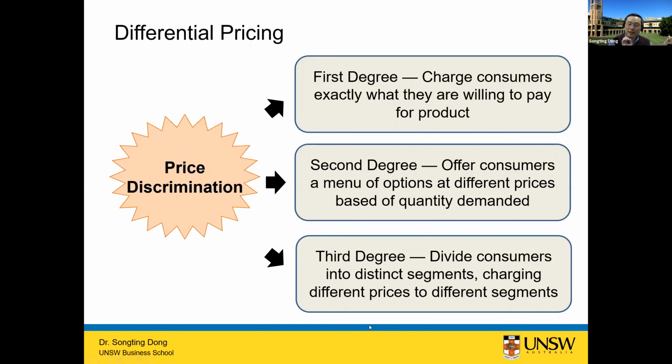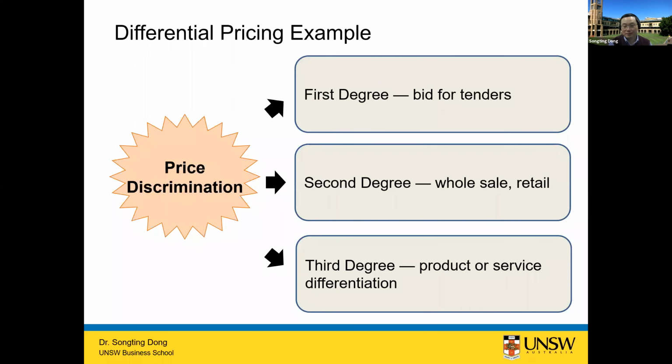Then for each segment, you charge a different price. But your product for each segment should also be a little bit different. Otherwise, people still think it's unfair. But if the products you offer to the different segments are different, and at the same time you charge a different price, people will have less issue with that.